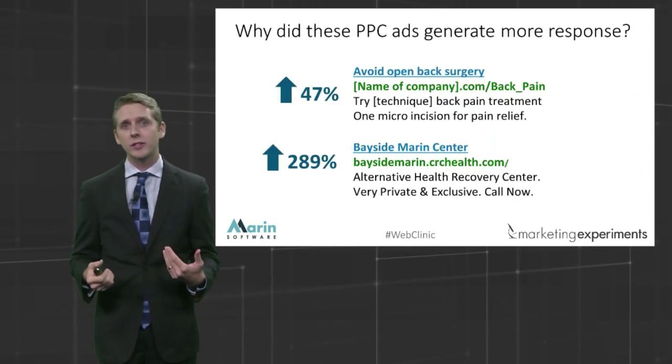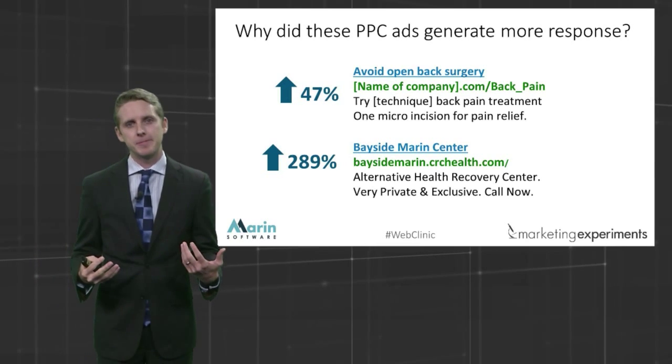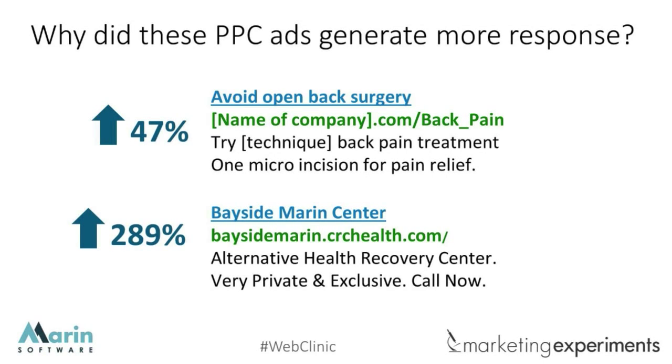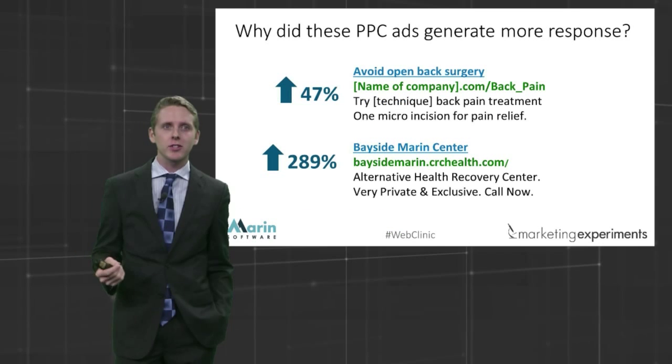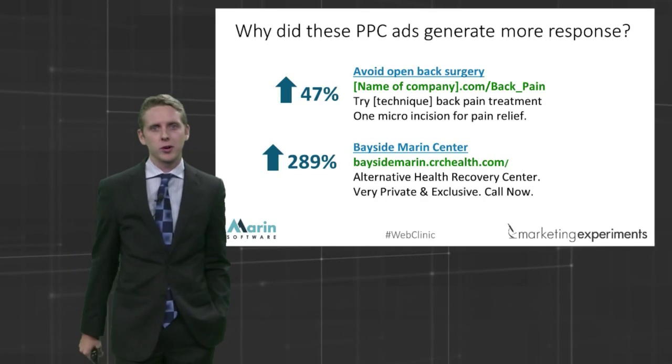Today we're going to be asking the question, why? This is what we do, right? So the goal of a test, we just showed you some tests, and it's great that we got a 47% increase. It's great that we got 289% more people clicking our ads, but there's a deeper thing we want here. We want to know why. Why are customers clicking one ad over the other?